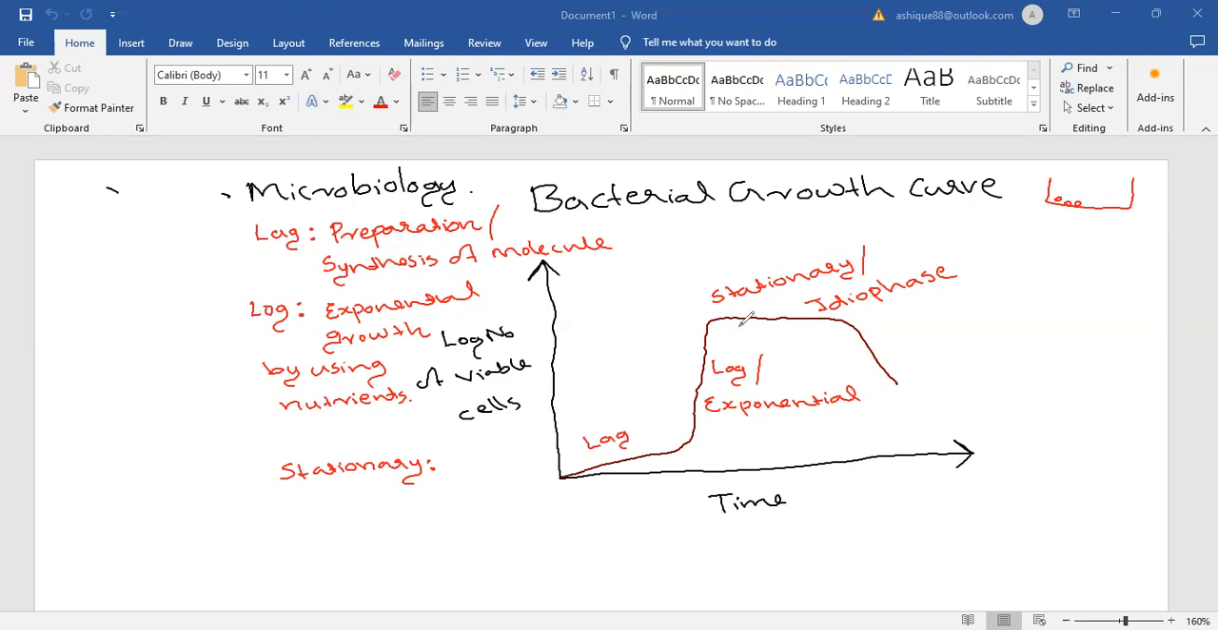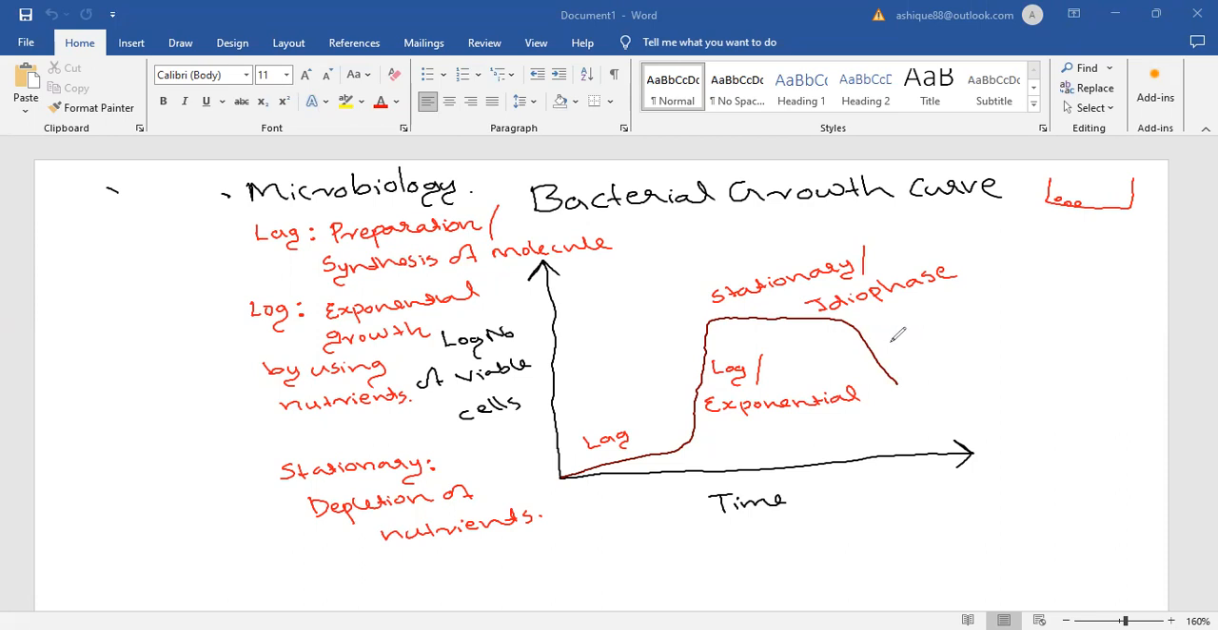So the growth of bacteria is becoming dormant. There isn't any further growth because of the depletion of nutrients. All the nutrients are utilized by the bacteria for their growth. So now there is no nutrient. That's why the growth declines in this phase.